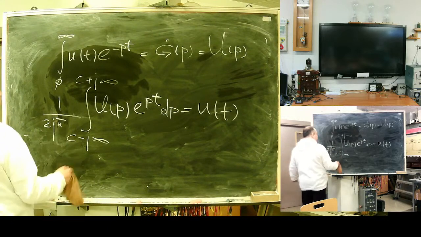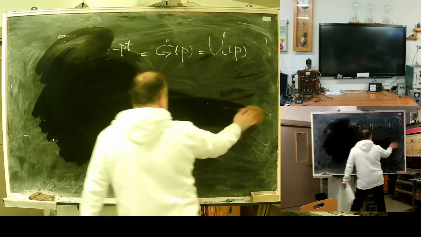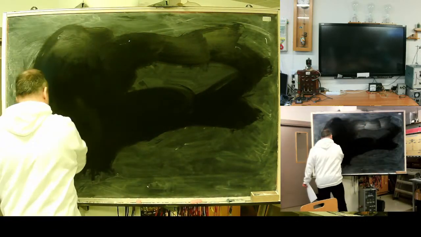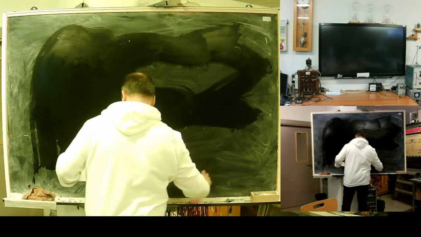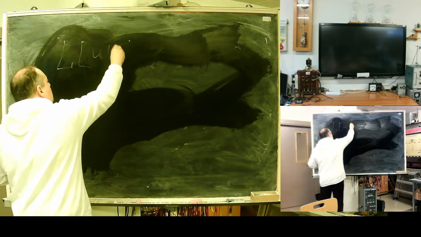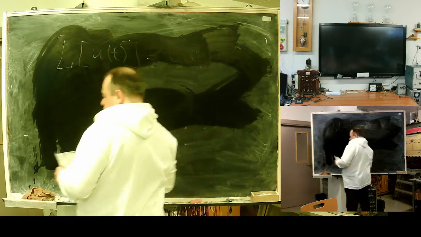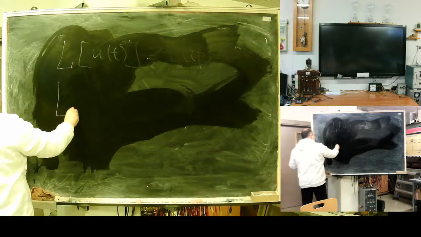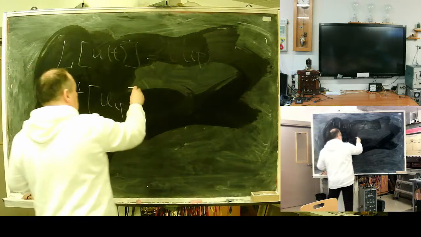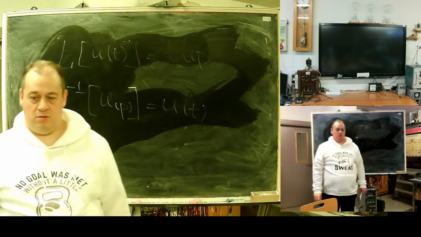I can write it like this. Laplace transform of a time function gives me an image as a function of complex frequency. Inverse Laplace transform of an image gives me the time function, or original.